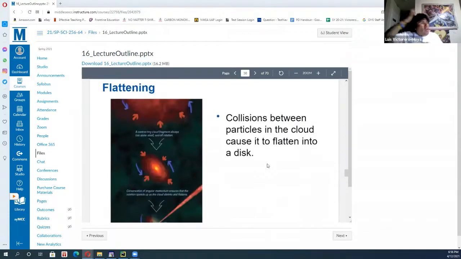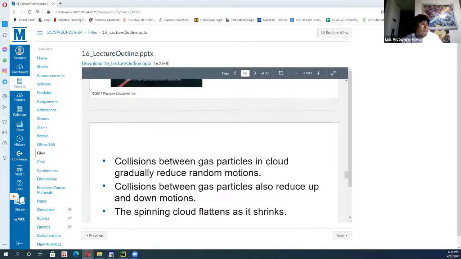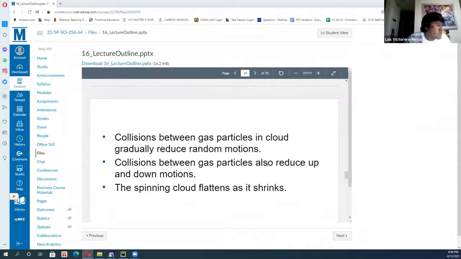Okay, so the idea with flattening is due to the collisions between particles. This collision plus gravity will help the cloud to start flattening into this stellar disk. Now, obviously, if you have collisions, the velocity or random motion of particles starts slowing down. So then as the spinning cloud flattens, it also shrinks.